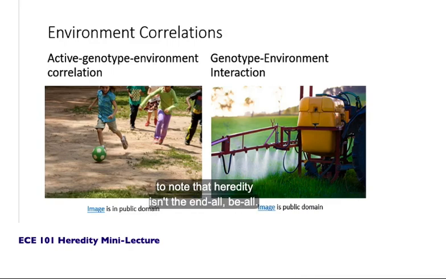But I think it's important to note that heredity isn't the end all be all. It is that recipe, right? It is kind of what's laid out, that if everything goes exactly to a certain plan, you'll get a certain outcome. But if you change that, the way you prepare the food, you're not necessarily going to get the same thing as you do if you would follow the recipe exactly.